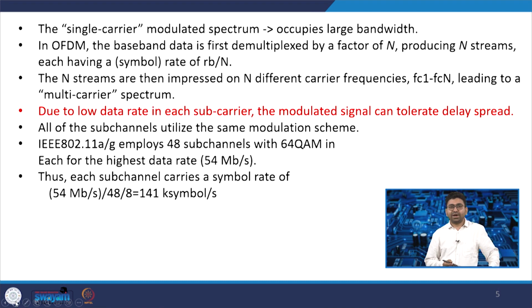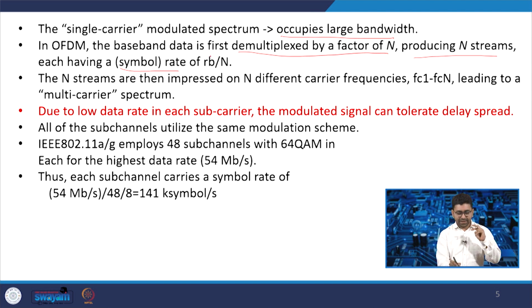So, the same thing I told is written here. The single carrier modulated spectrum occupies a larger bandwidth. So, in OFDM the baseband data is first demultiplexed by a factor of N, producing N streams. So, you have multiple streams, each having a symbol rate. There is a difference here between a symbol rate and a bit rate. RB is the bit rate and RB by N is the symbol rate because you have demultiplexed and divided by N. So, you are transferring the symbol and that is RB by N.